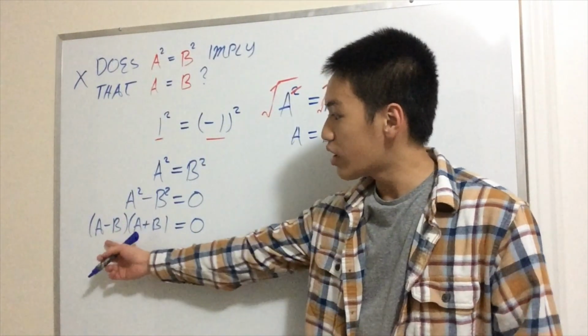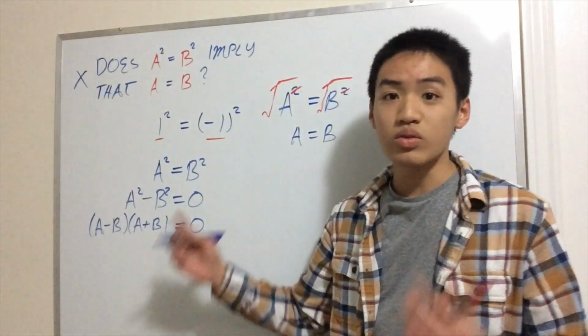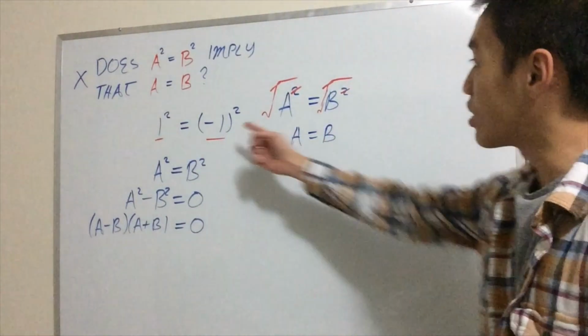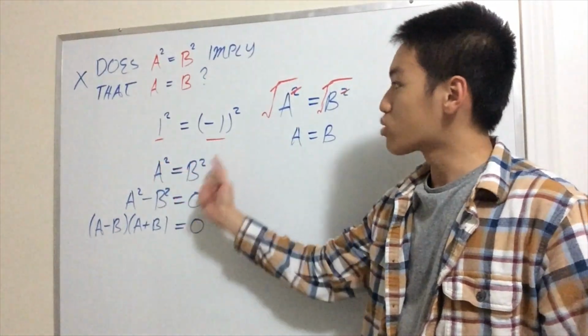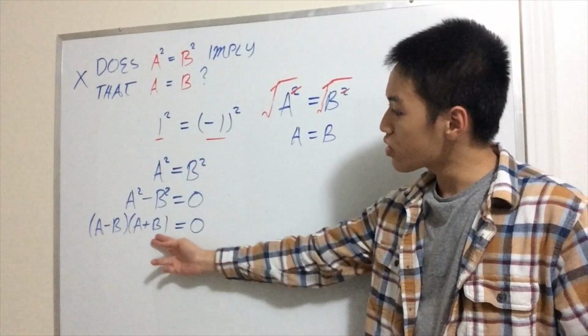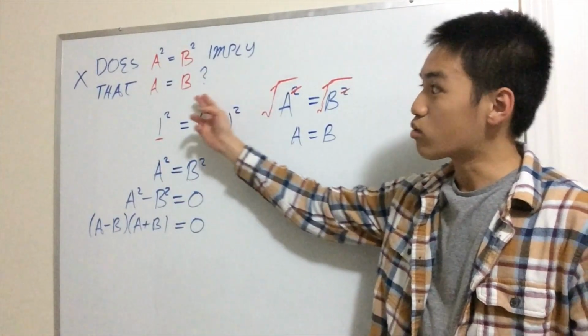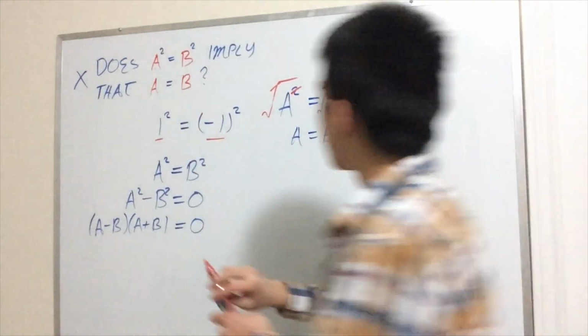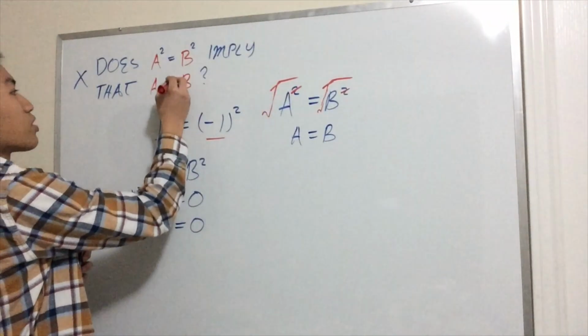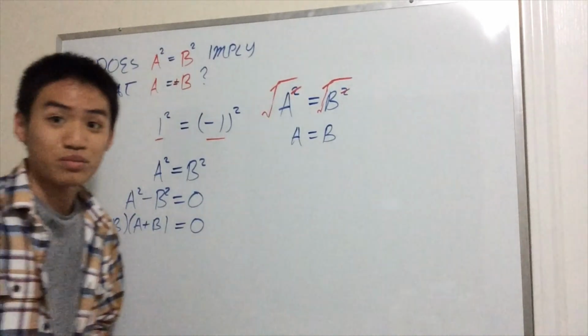And this means that either a equals b or a is equal to negative b, which is what we see right here. 1 is equal to negative 1. And that's all that it implies. It doesn't always imply that a equals b. It actually implies that a is equal to plus minus b.